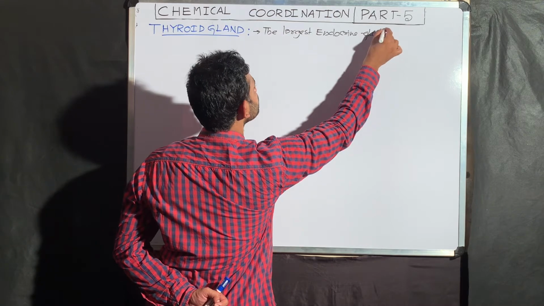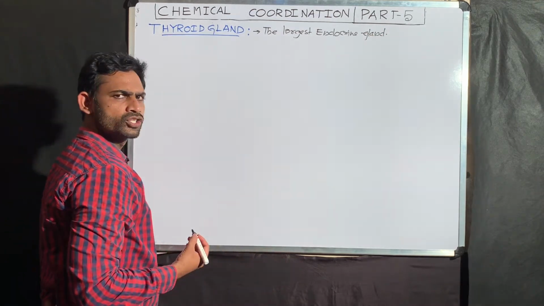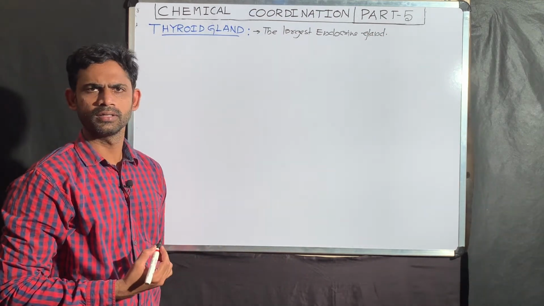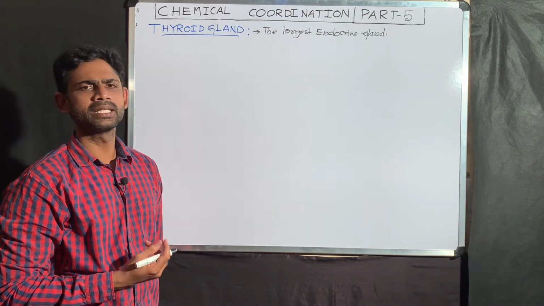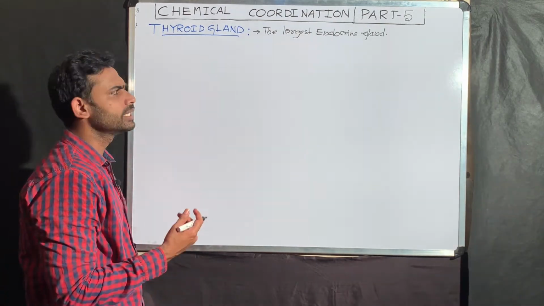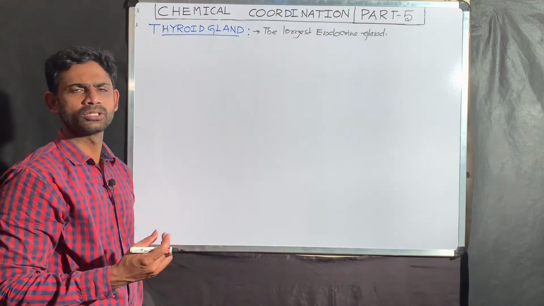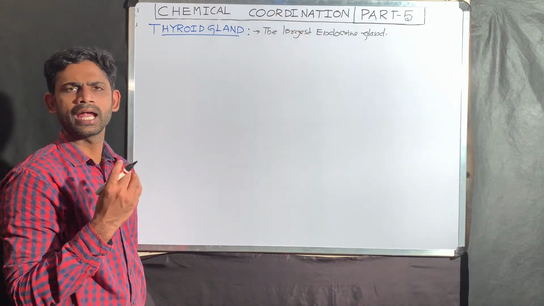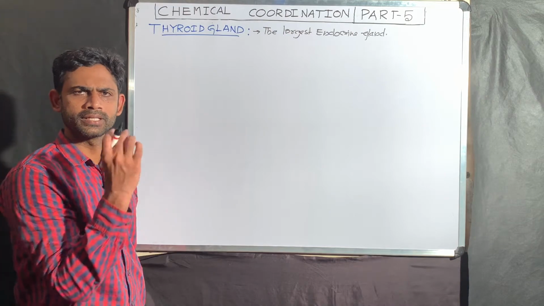Don't confuse it with the largest gland. The largest gland is the liver. I said the thyroid gland is the largest endocrine gland. Actually, this thyroid gland is associated with the anterior part of the trachea.